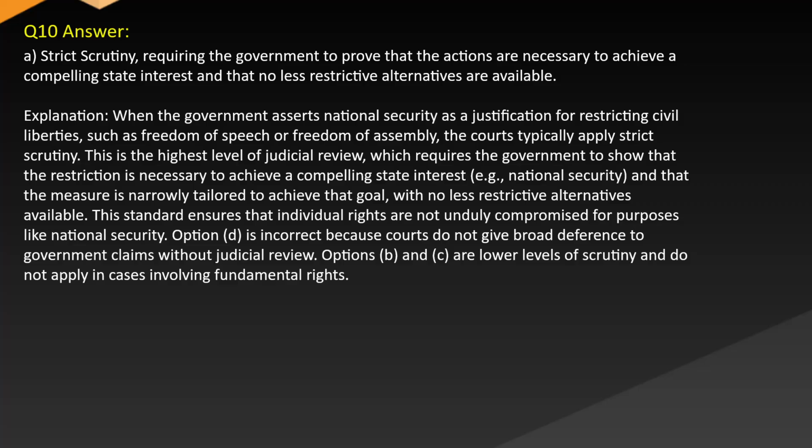This is the highest level of judicial review, which requires the government to show that the restriction is necessary to achieve a compelling state interest, e.g., national security, and that the measure is narrowly tailored to achieve that goal with no less restrictive alternatives available. This standard ensures that individual rights are not unduly compromised for purposes like national security. Option D is incorrect because courts do not give broad deference to government claims without judicial review. Options B and C are lower levels of scrutiny and do not apply in cases involving fundamental rights.